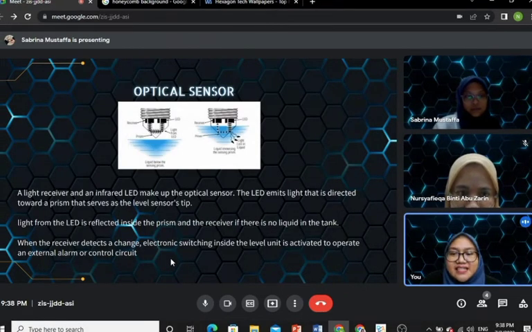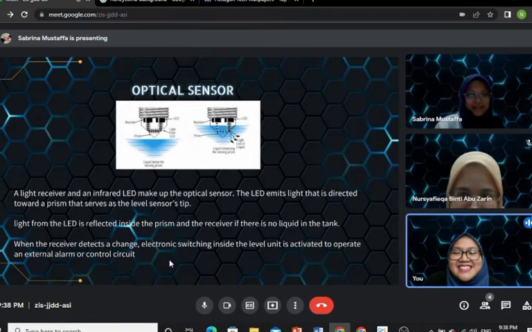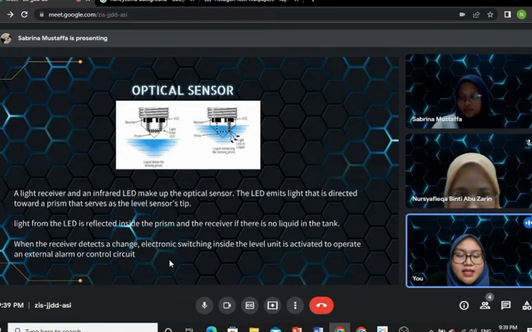Next, a light receiver and infrared LED make up the optical sensor. The LED emits light that is directed toward a prism that serves as the level sensor tip. Light from the LED is reflected inside the prism to the receiver if there is no liquid in the tank. When the receiver detects a change, electronic switching inside the level unit is activated to operate an external alarm or control circuit. Next.